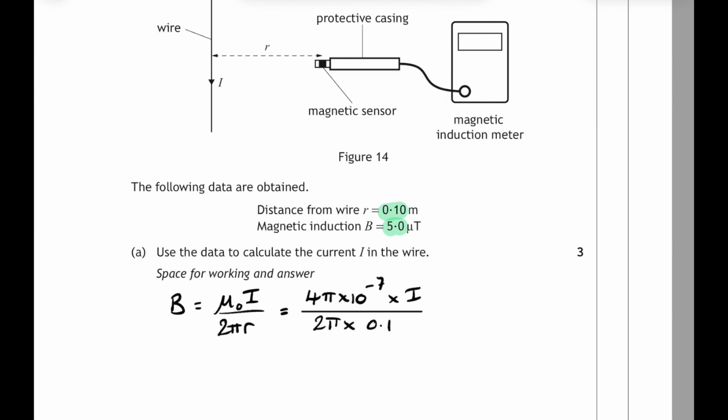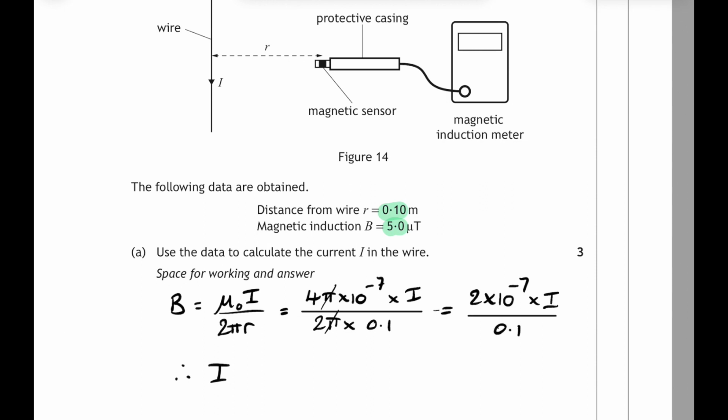It's a bit of a faff. You've got to type 4 pi times 1 times 10 to the minus 7. But the way around that is just to do 4 pi divided by 2 pi, and that leaves you with 2 times 10 to the minus 7 on the top line, times I divided by, in this case, 0.1.